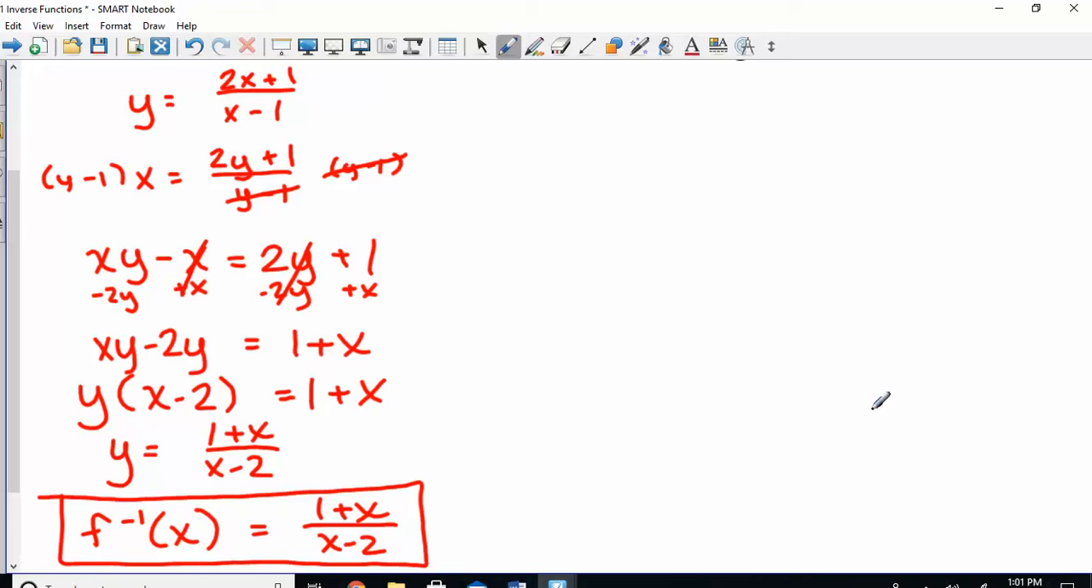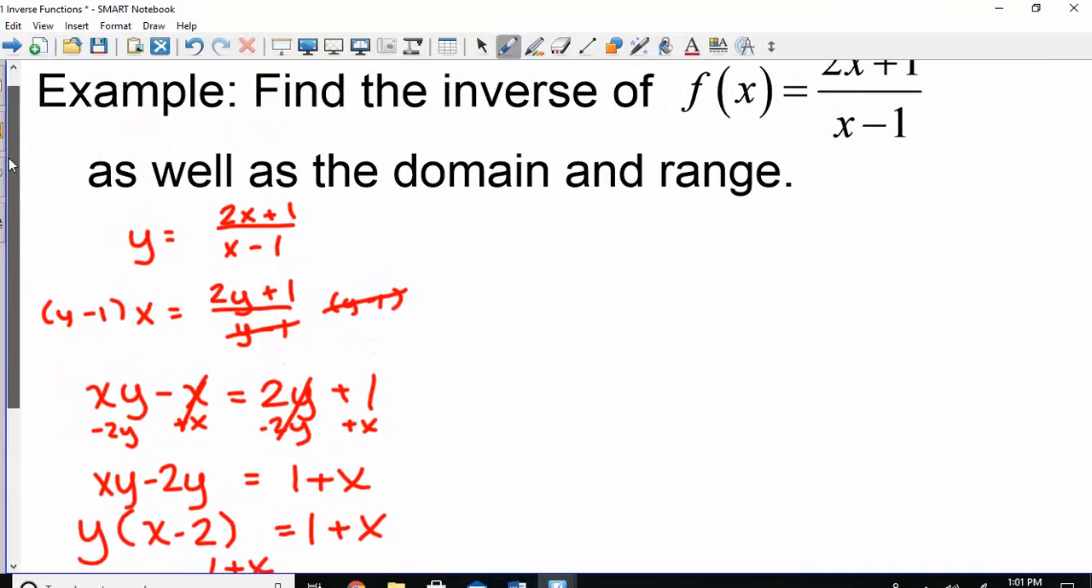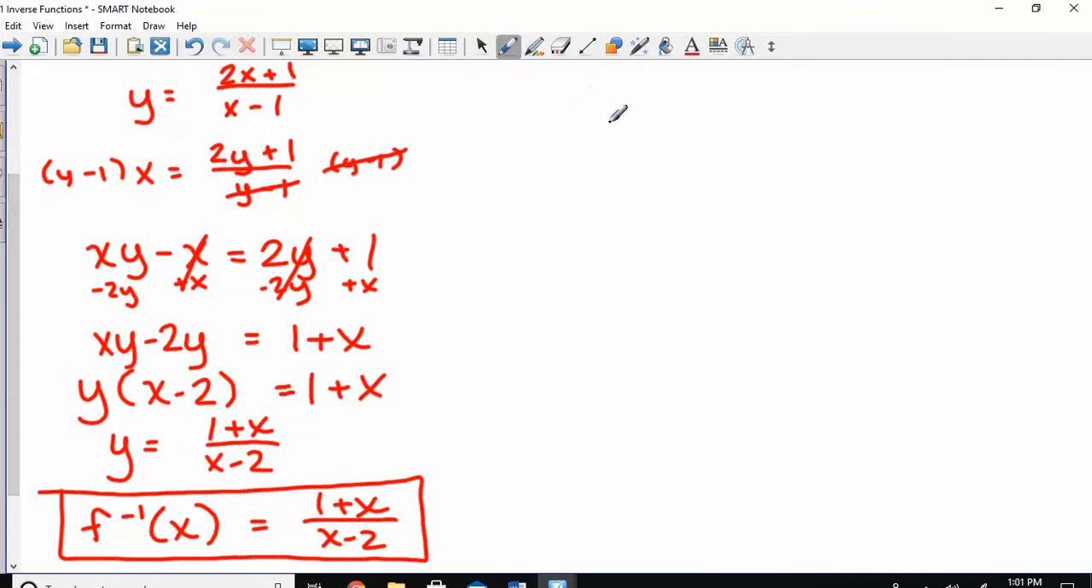So f inverse of x is 1 plus x over x minus 2. This one they also asked for domain and range, and I want the domain and range of everything. I want the domain of the function, the range of my function, the domain of the inverse, and the range of the inverse.